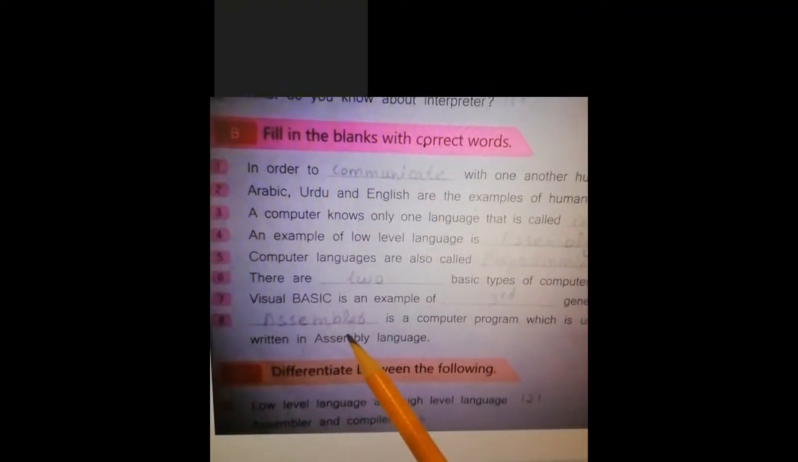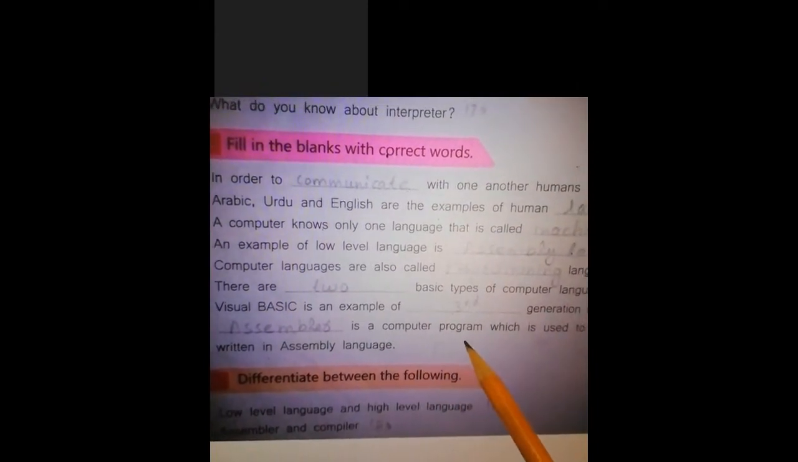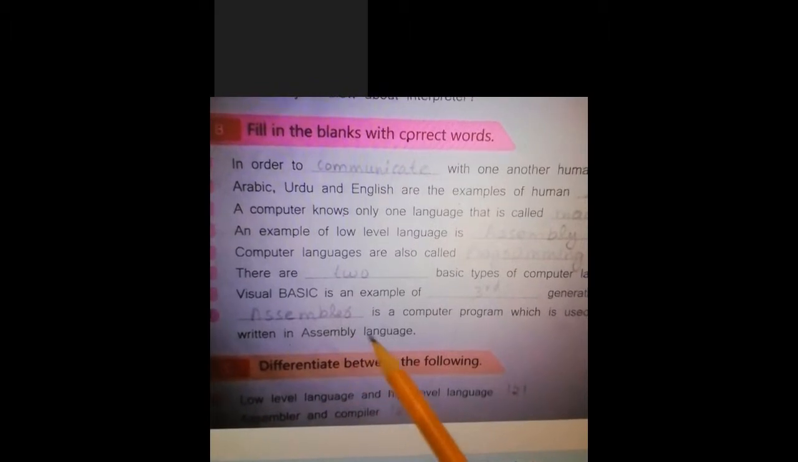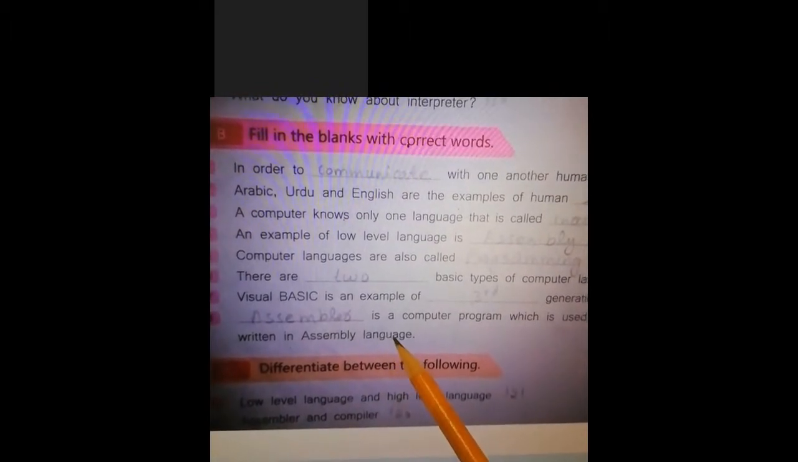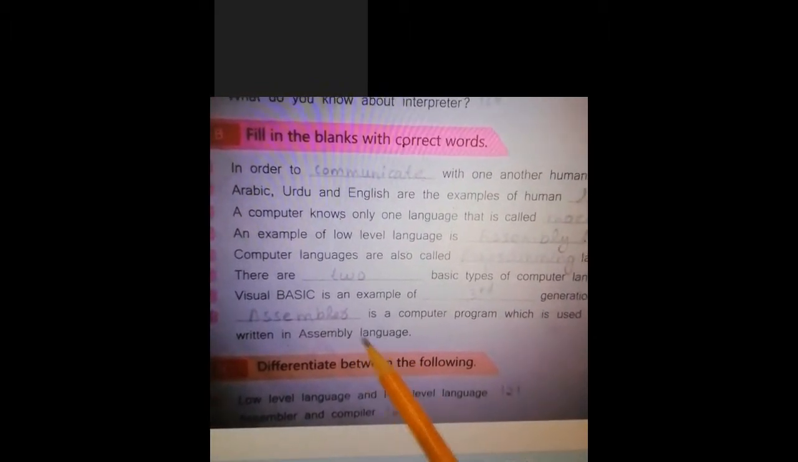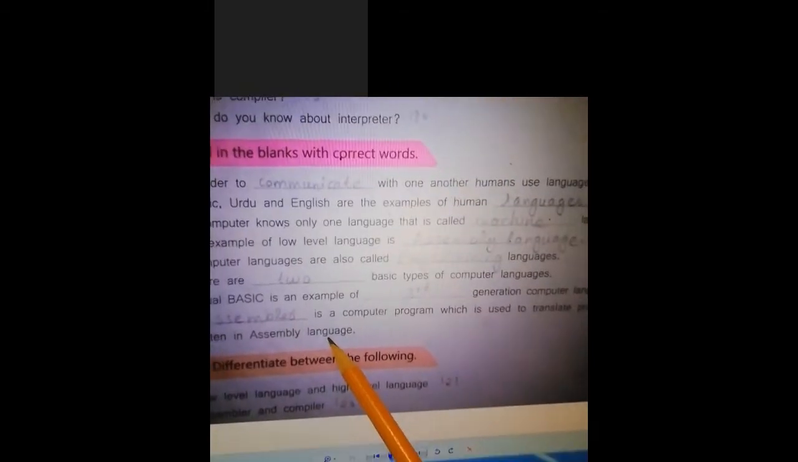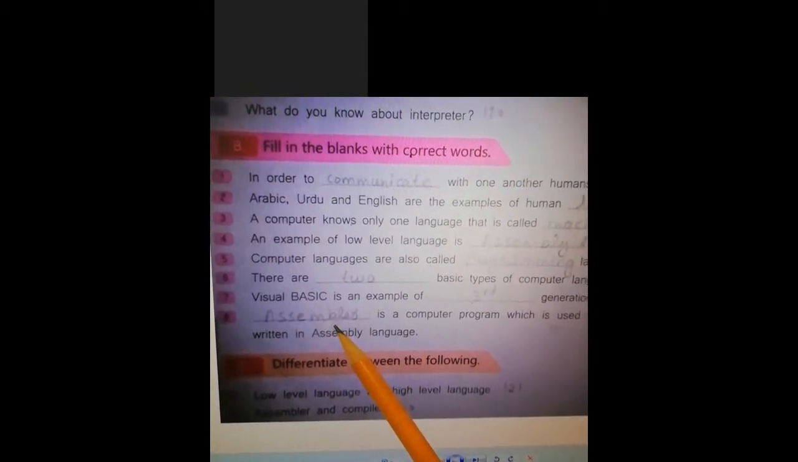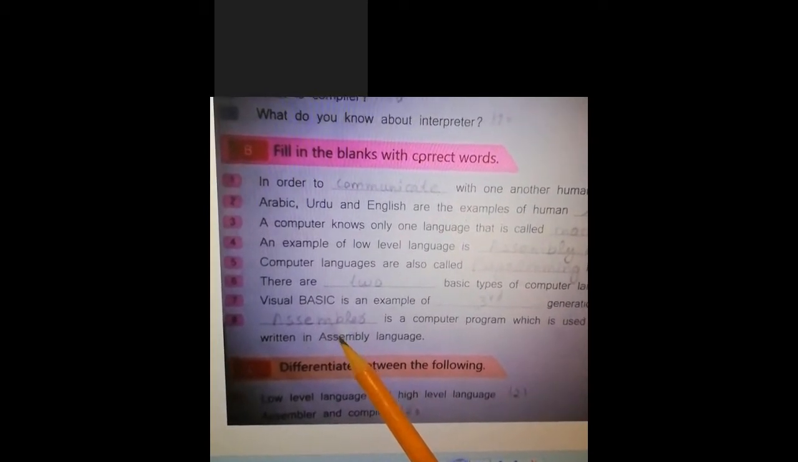Number 8, dash is a computer program which is used to translate program written in assembly language. That program which is written in assembly language and used to translate program is assembler. So, the answer is assembler.